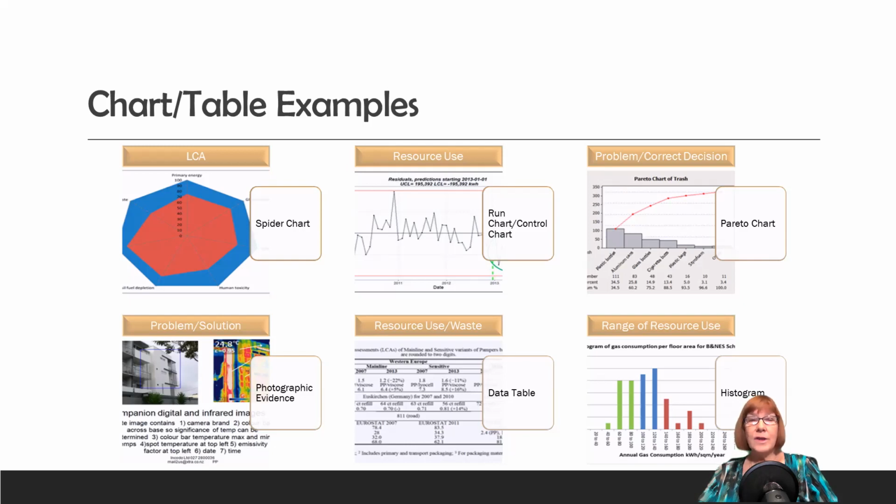If you are looking at the problem or looking at a solution after you've implemented the recommendations, then you might use photographic evidence. A lot of folks use photographs before and after when they're doing this. If you're taking a look at resource use or waste, you may use a table. And if you're looking at the variation in the resource use, then you would use a histogram.